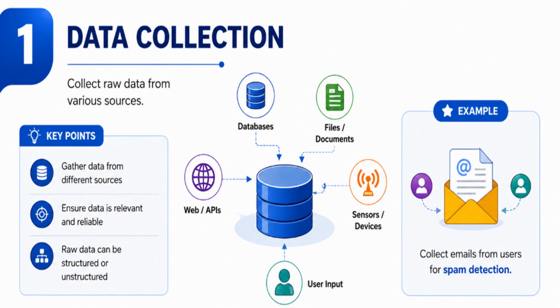Data can also be structured like tables in a database or unstructured like images, emails, videos, and audio. For example, if we want to build a spam email detection system, we first collect thousands of emails from users. These emails become the data that the machine will later learn from.